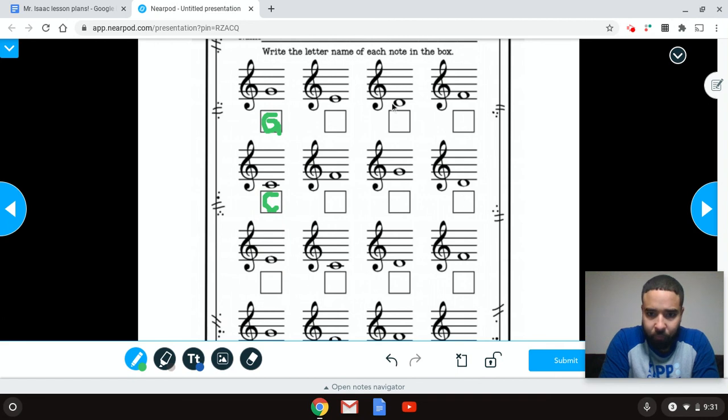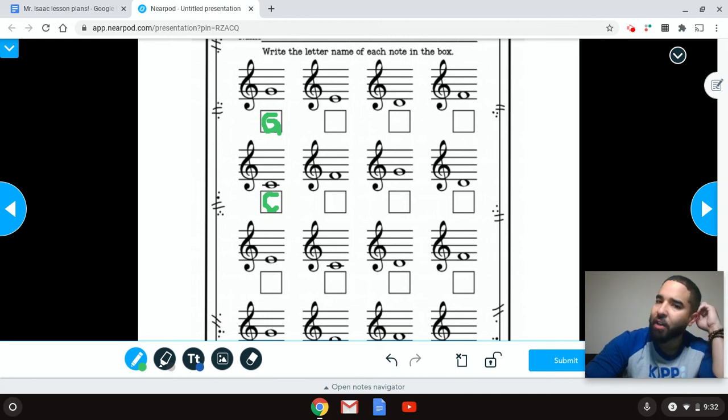This one right here. So again, it's under the line and it's not in the first space. So it's not F, because the first space is F. But it's under this line, and I know that this line is E because when we do lines, we worry about every good boy does fine.